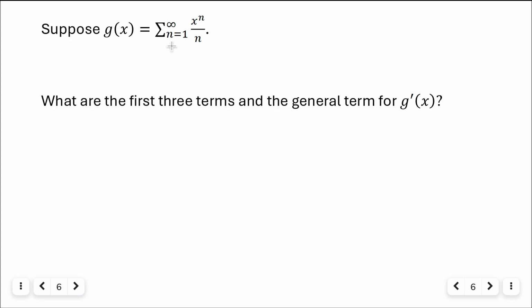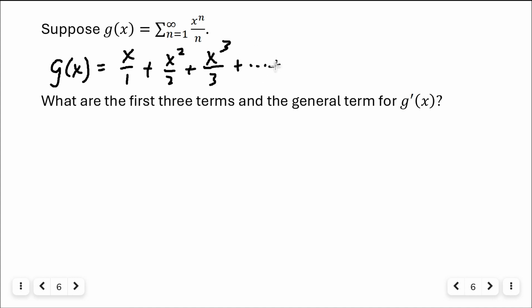Suppose g of x is equal to this sum. What are the first 3 terms in the general term for g prime? All right, well, let's write the first 3 terms for g. We know the general term here. First 3 terms for g. If I substitute 1 in, I get x over 1. Next term, plug in 2, x squared over 2. The next one is x cubed over 3. And then the general term is x to the n over n.